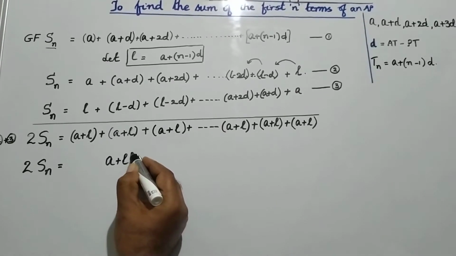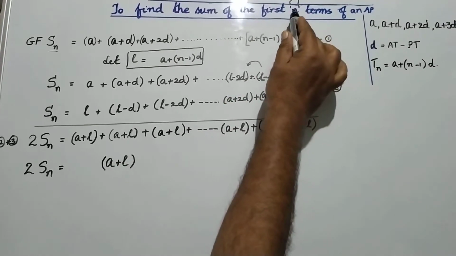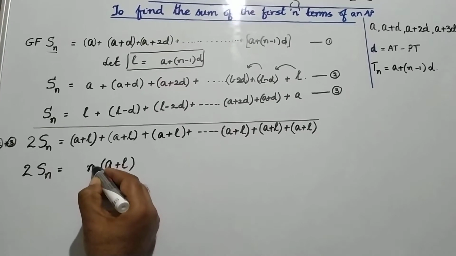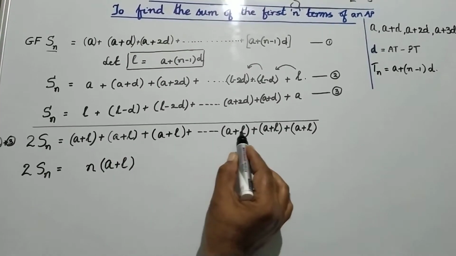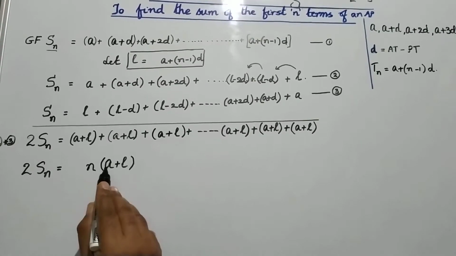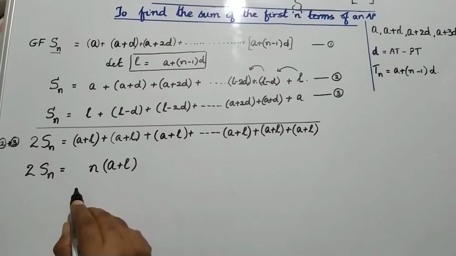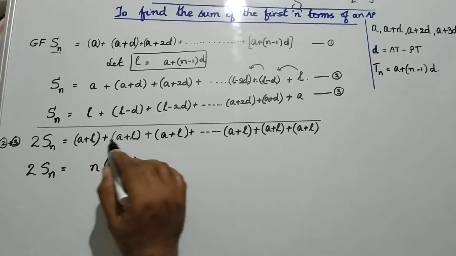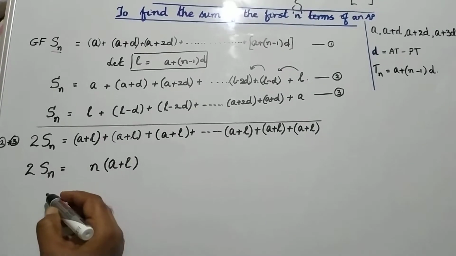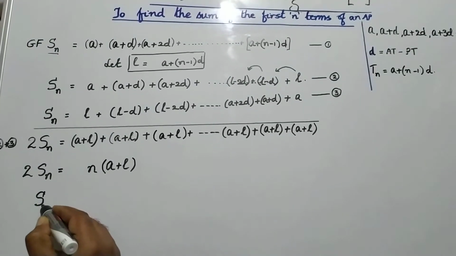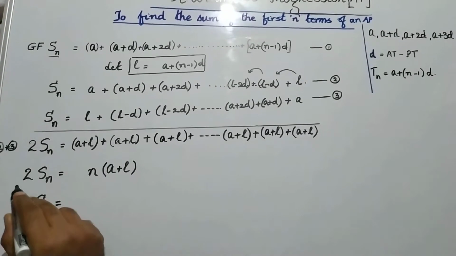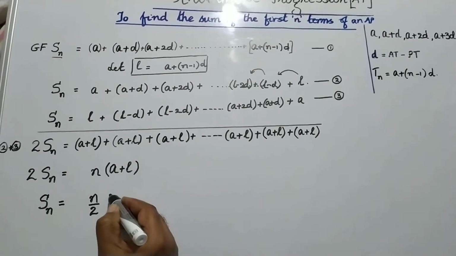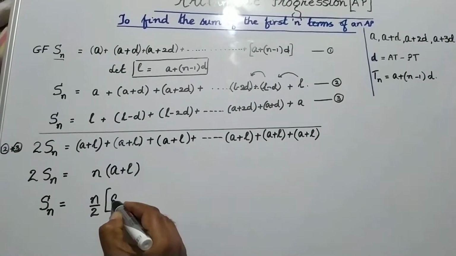How many times am I adding? I am adding n number of times. It will be here n number of times. Therefore, if I add A plus L n number of times, it will be n into A plus L. On the board it is written 6 times, but in fact it will be present n number of times. What is it that I need? I need the sum of the n terms, that is equal to, transfer 2 to the other side. It becomes n by 2 into A plus L.